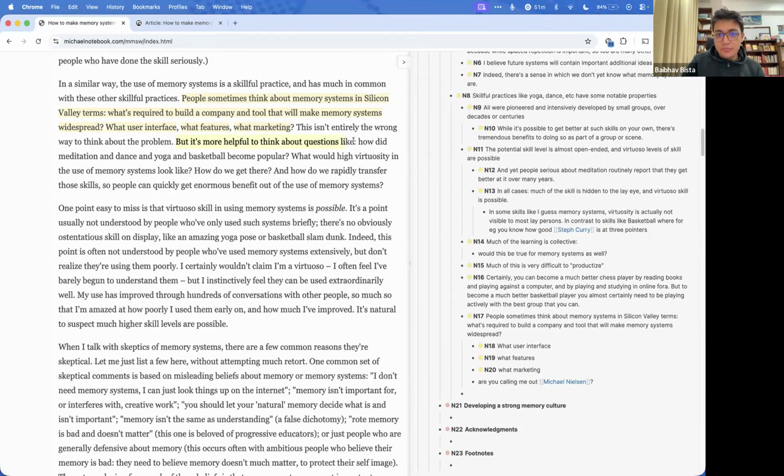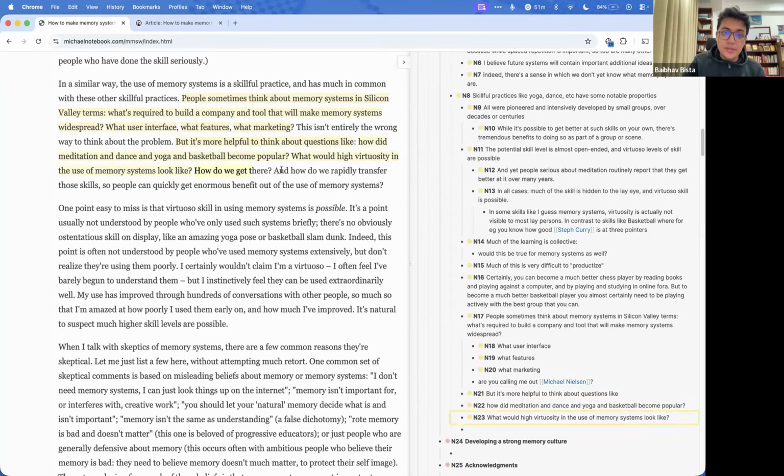The thing is that it is framing it in terms of questions, right? How did meditation and dance and yoga and basketball become popular? A really interesting question. What would high virtuosity in the use of memory systems look like? How do we get there?